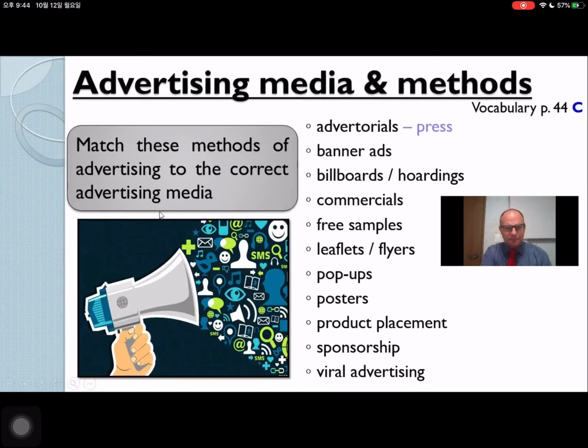And once you've finished that, match the methods of advertising to the correct advertising media. So how it's being done, where it's being done. So we looked at advertorials before as a method, and what's the media? Well, the media would be press, such as newspapers or magazines, those printed press things. Banner ads, that would be a method. Where would it be? Internet. So that would be the media.